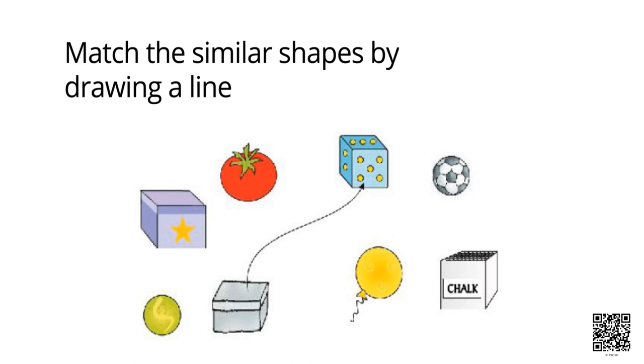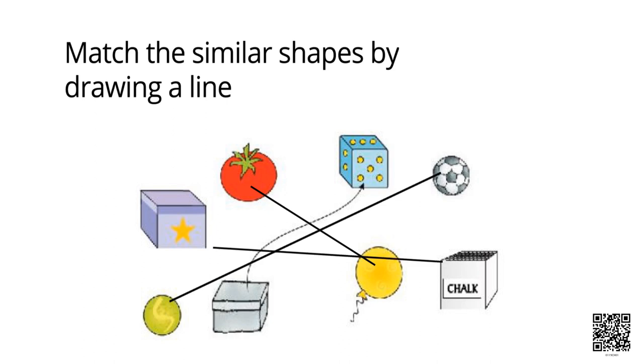Now you tell me, how does this tomato look like? Oh yes, it looks like the balloon. So just match it. And what does this Costco ball look like? Yes, it is as spherical as this football. So match them. And what about this chalk box? Yes, match it with this box. Very well done. Good.